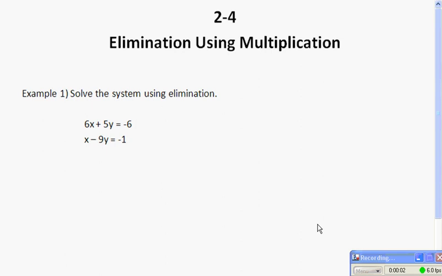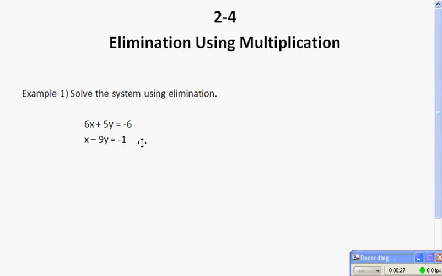2-4, elimination using multiplication. This lesson will go with lesson 17 homework. We've worked with elimination using addition. Today we'll work through it using multiplication. When using elimination, the biggest thing, step one, is make sure that you stack your like variables. So your x's are aligned, your y's are aligned, and your constants are aligned.